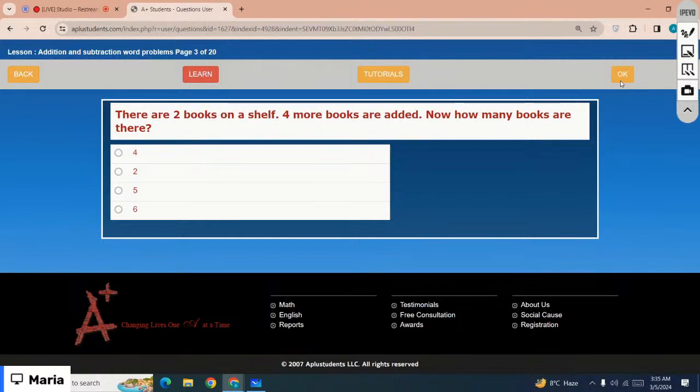There are two books on a shelf. Four more books are added. Now, how many books are there? So you already have two, right? You added four more. So which is the correct option?